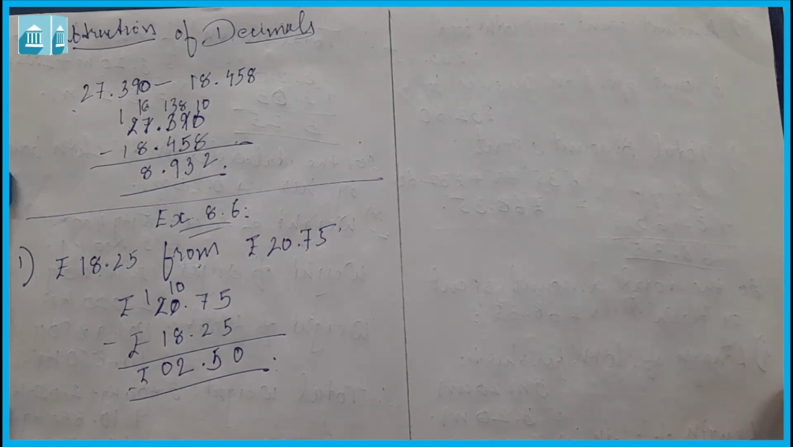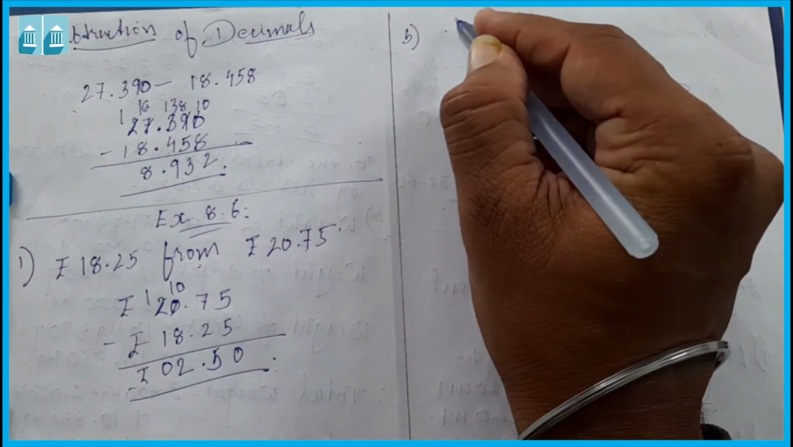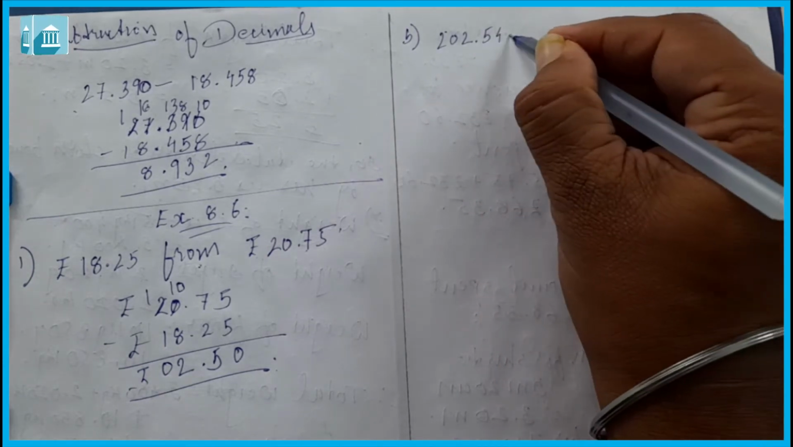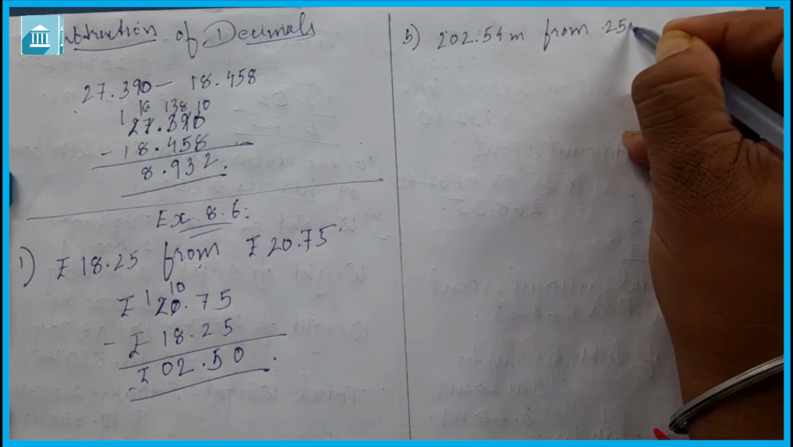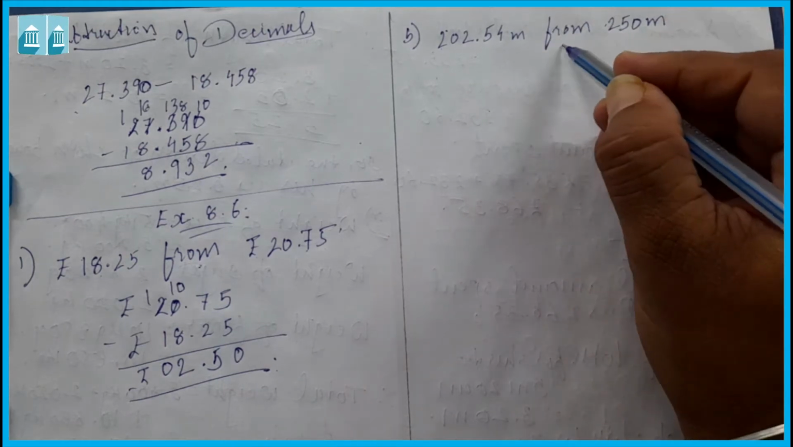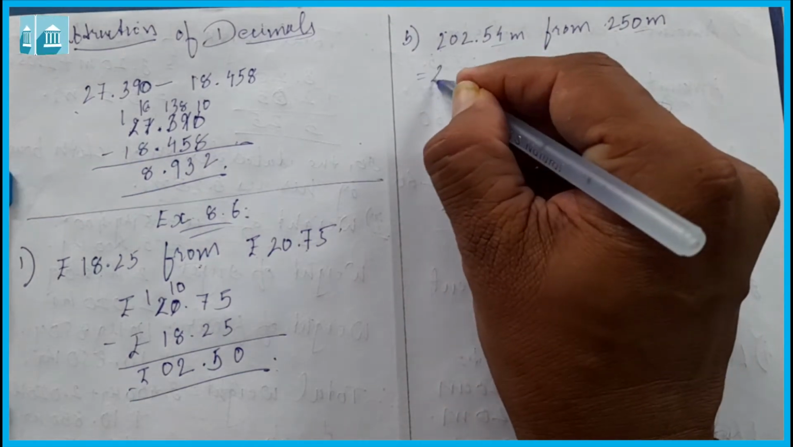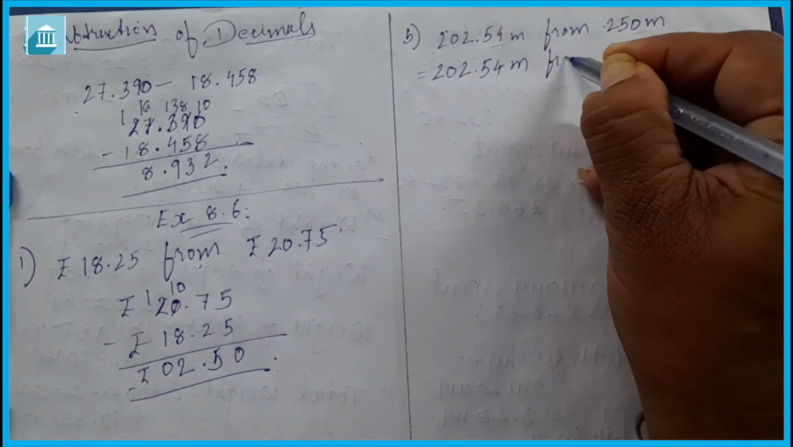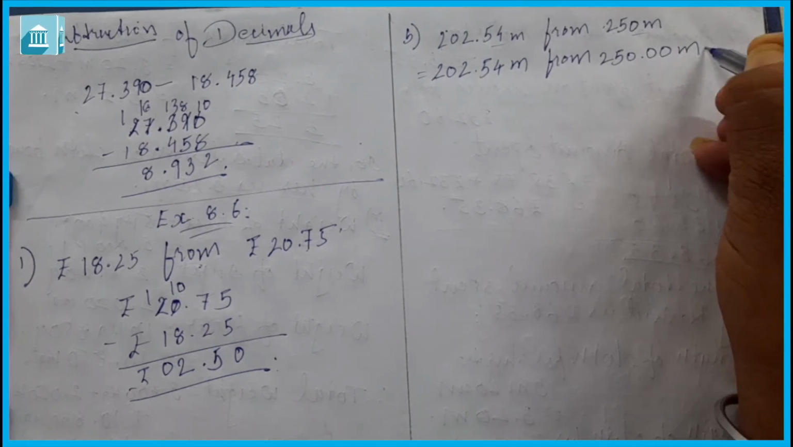Now let us see the next one, the B one. Here B is 202.54 meter from 250 meter. First we need to convert this into like decimals. So we can write 250 meter.